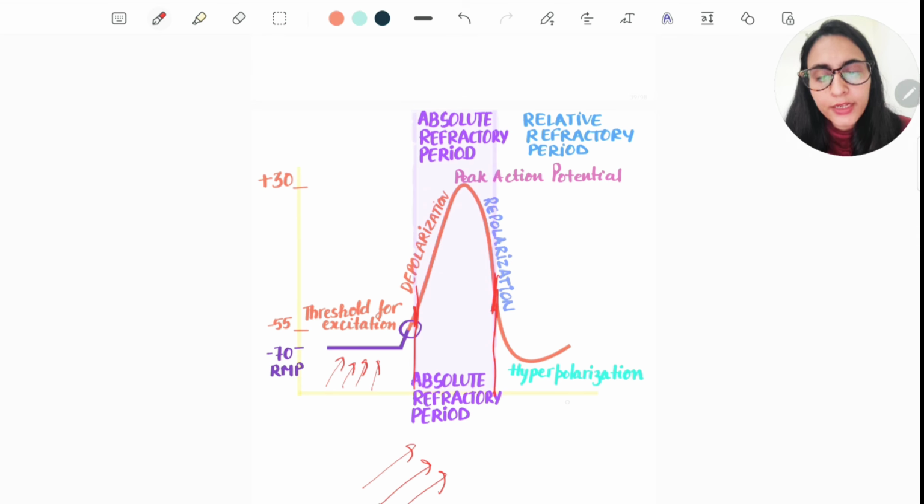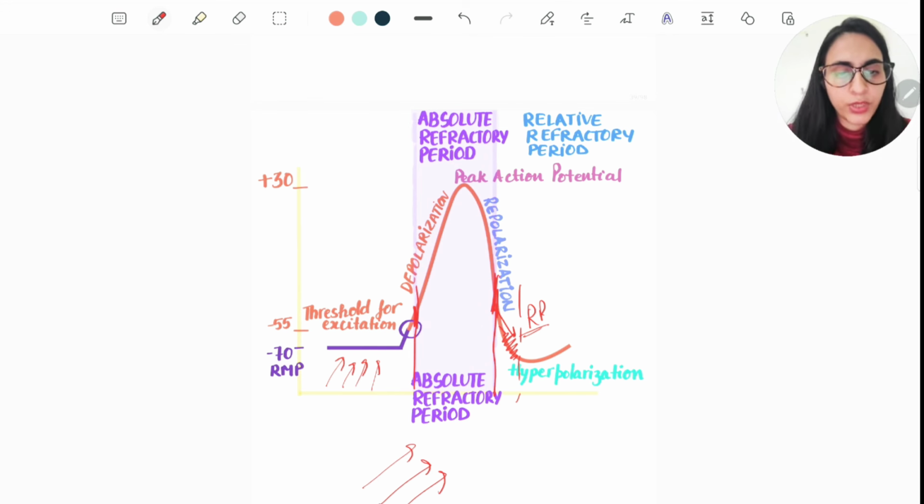Then we have the relative refractory period. After the absolute refractory period comes the relative refractory period. If you give the stimulus now, then there will be the next excitation potential. There will be generation of the next stimulus, so it will generate the next action potential. It starts from 1/3 of the repolarization till the completion of the action potential. This is the relative refractory period.